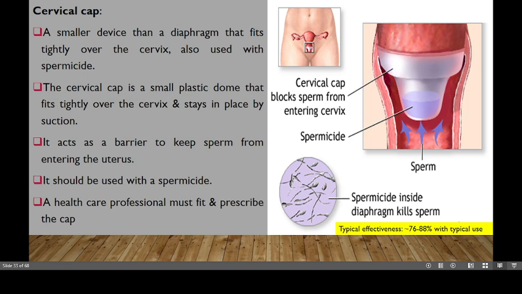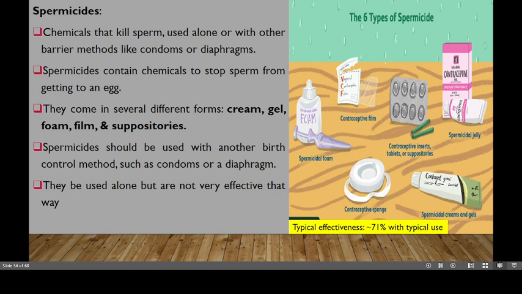Cervical cap blocks the sperm from entering the cervix. Cervical cap is a device smaller than a diaphragm that fits tightly over the cervix, also used with a spermicide. It is a small plastic dome that stays in place by suction. It acts as a barrier to keep the sperms from entering the cervix, and it should be used with a spermicide. A healthcare professional must fit it and prescribe it. When used successfully, it has an effectiveness of between 76 to 88%.